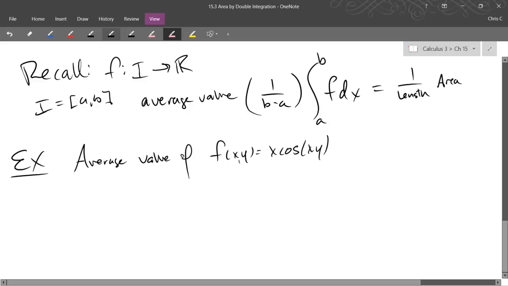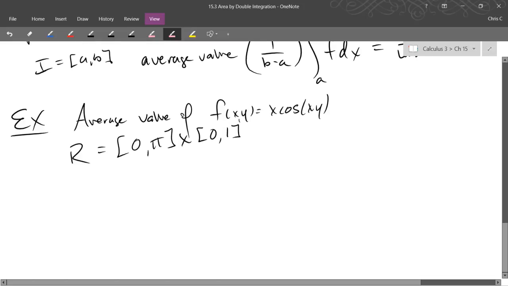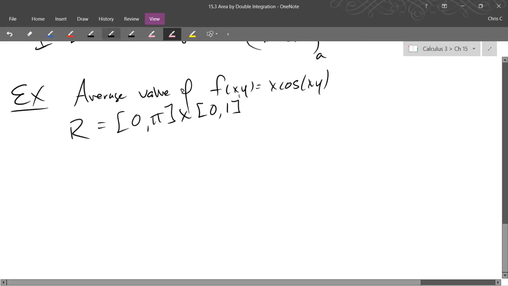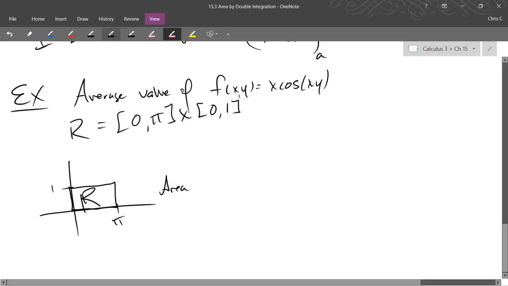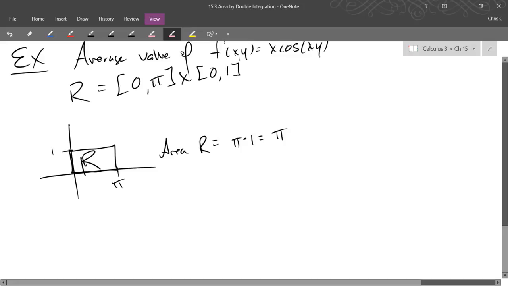This function will be x times cosine of xy. And our region R, we'll keep it easy and have a nice rectangle. So I will find the area of the region, and you find the volume on top of that area. So there's the region R sketched out very quickly. Just go 0 to pi in the x and 0 to 1 in the y. So it just looks like that. All right, so area is pi. So that was easy. So set up your volume integral and figure out what's the volume.